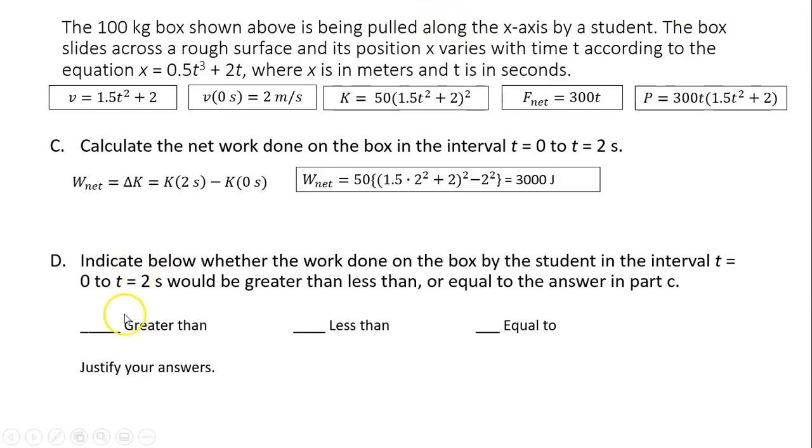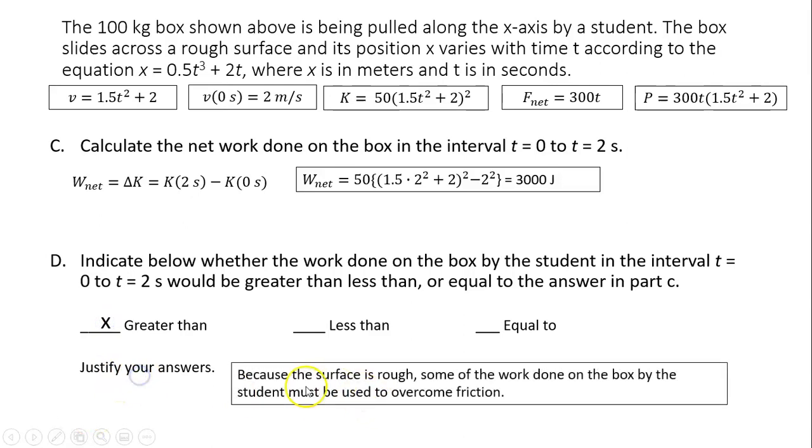So the answer to this is greater. The reason why is because the surface is rough. Some of the work done on the box by the student must be used to overcome friction.